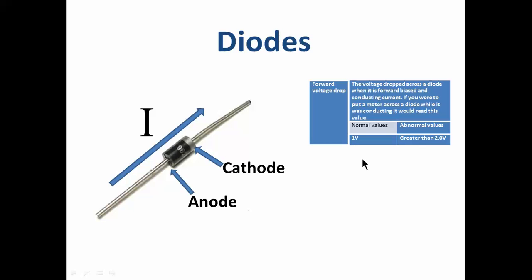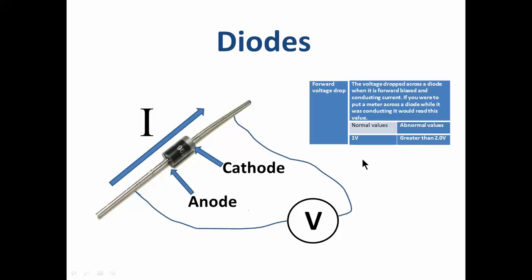The forward volt drop, once we get that current flowing through, is around about 1 volt. If we're reading more than 2 volts across that diode when it's conducting, again, there's something wrong with the diode.